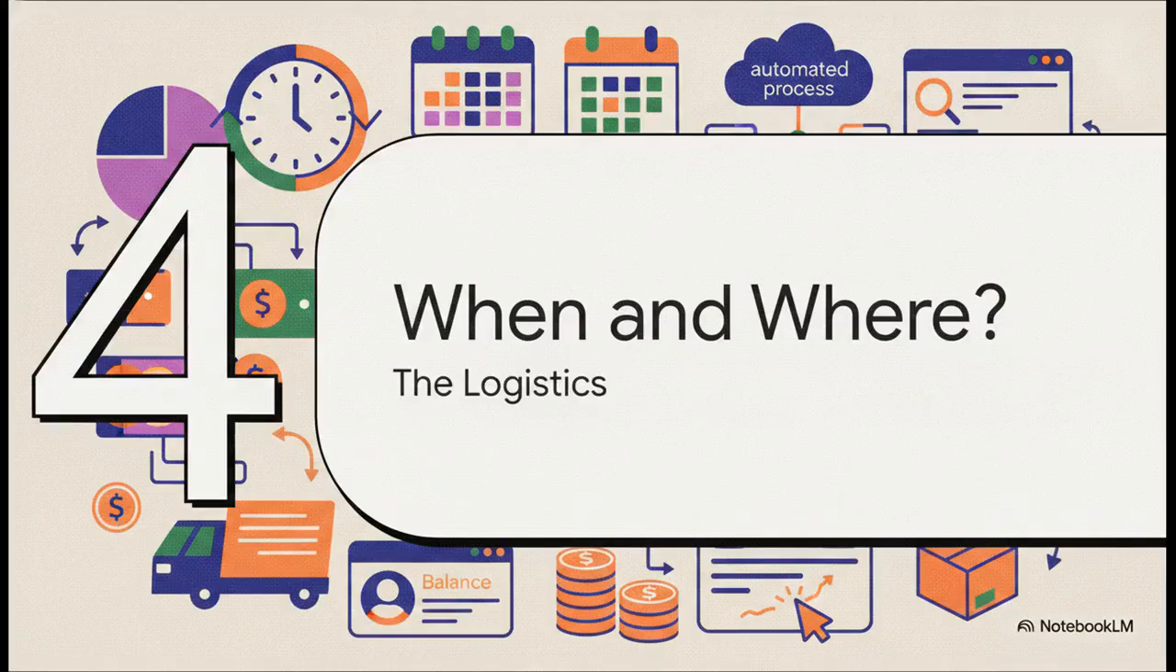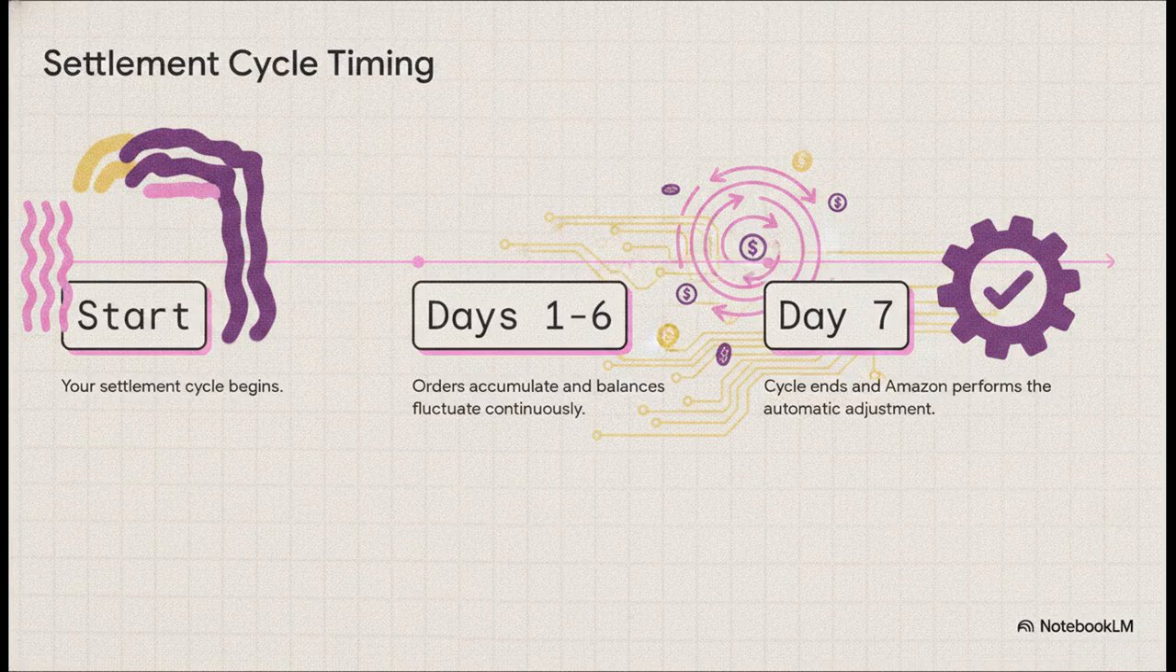Section 4. When and where? Let's talk logistics. So you understand the math now, but exactly when does this automated process actually happen? Follow this timeline with me. Number 1, your settlement cycle starts.